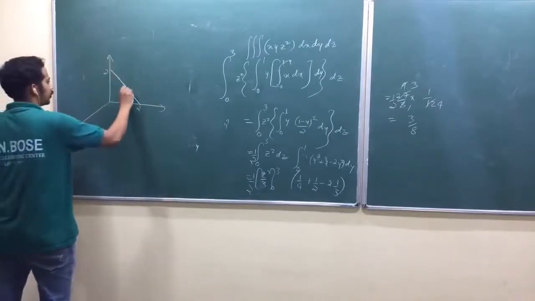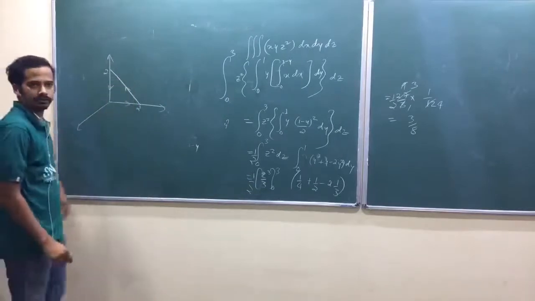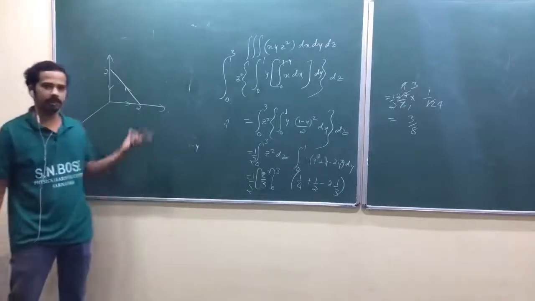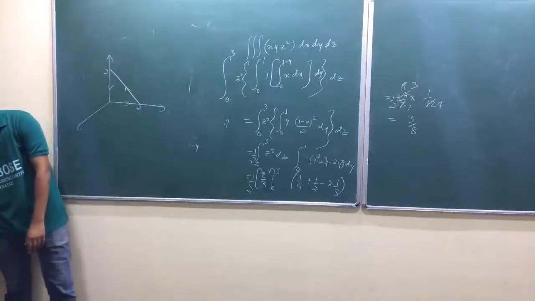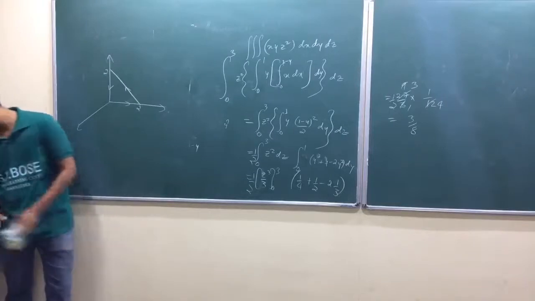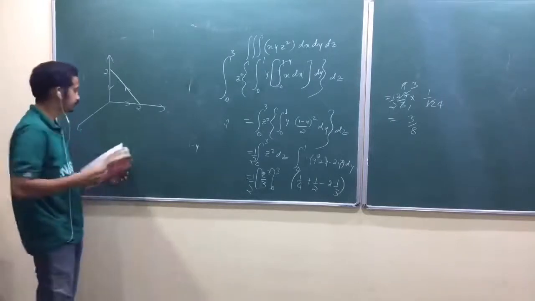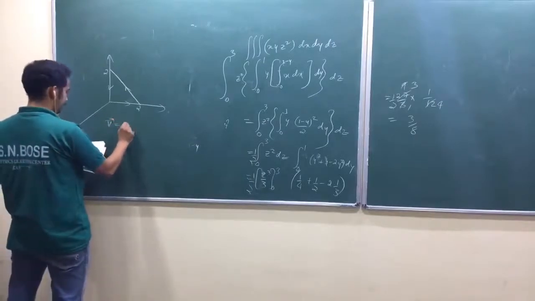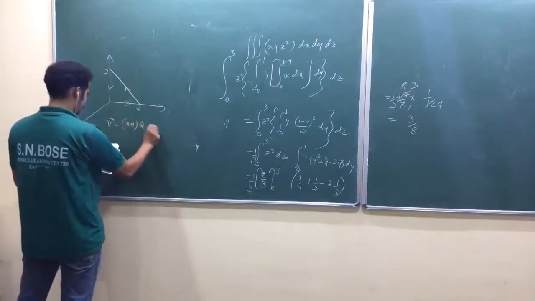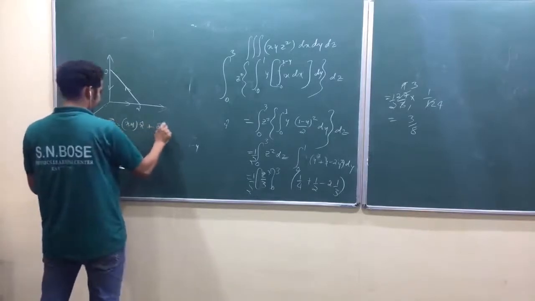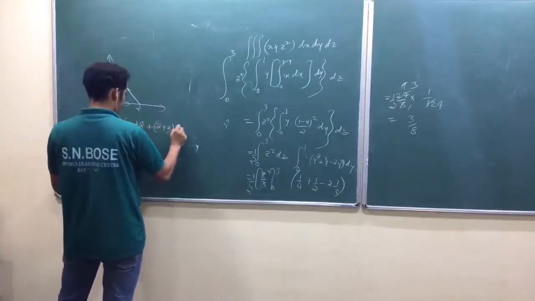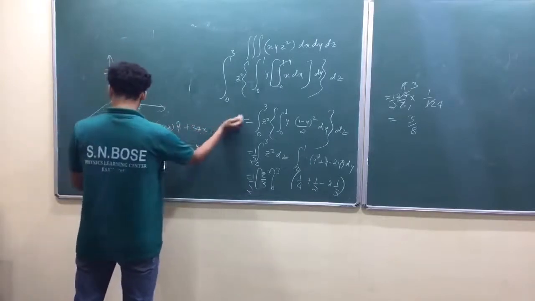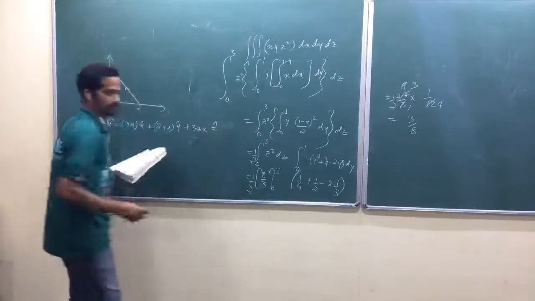He asked to verify Stokes theorem. Am I right? He asked to verify Stokes theorem, but let me do only that area integral. Okay. So now our vector field here is V equal to xy x cap plus 2yz y cap plus 3zx z cap.